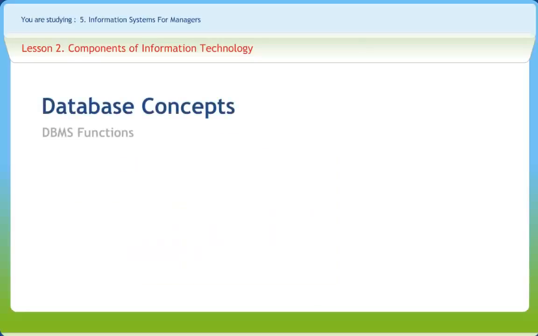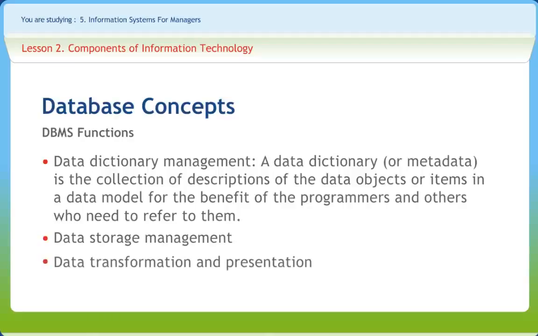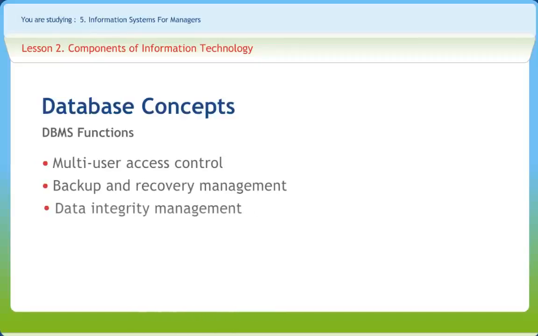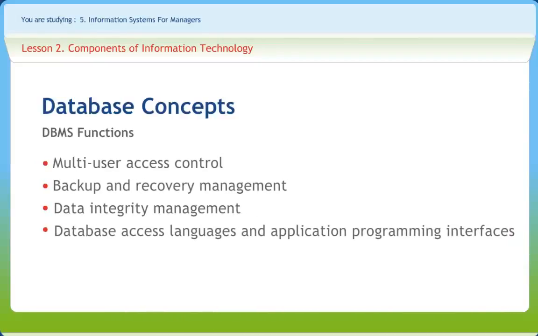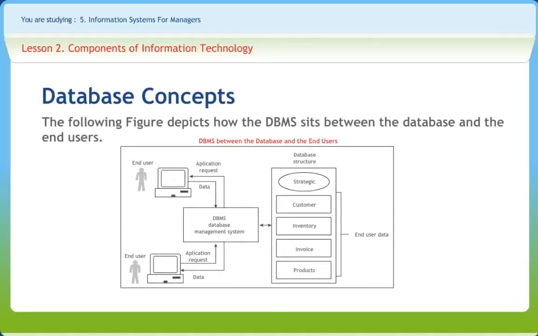We've already seen that a DBMS is a collection of programs that manages the database structure and controls access to data stored in the database. The various functions performed by this software for achieving these goals are data dictionary management, data storage management, data transformation and presentation, security management, multi-user access control, backup and recovery management, data integrity management, database access languages and application programming interfaces, and database communication interfaces. The figure shown here depicts how the DBMS sits between the database and the end user.